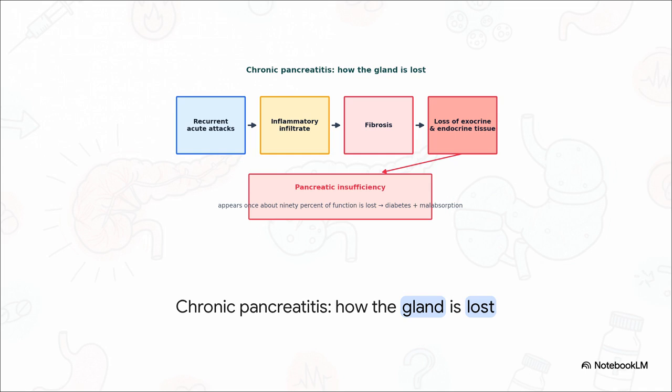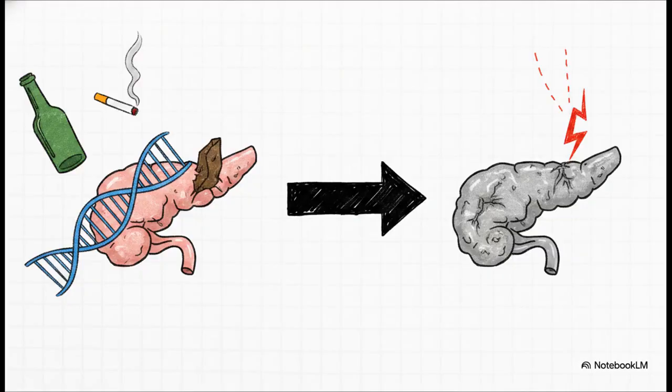But here is the crazy part. Overt pancreatic insufficiency, meaning severe malabsorption, and really brittle diabetes, typically doesn't even show up until about 90% of the gland's function is completely wiped out. If you're trying to remember the causes of this irreversible scarring, just think of the acronym TIG-R. Toxic metabolic is the most common, heavily driven by long-term alcohol use and smoking. Then we've got idiopathic, genetic mutations, autoimmune variants, recurrent acute attacks, and chronic obstruction.